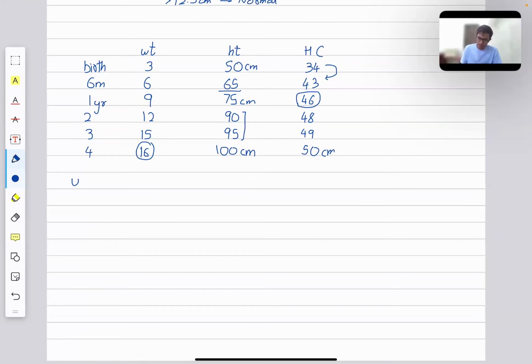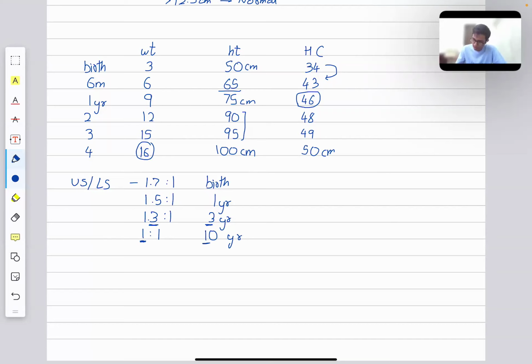Another very favorite question is the US to LS ratio. The upper segment to lower segment ratio is 1.7 to 1 at birth, 1.5 to 1 at 1 year, 1.3 to 1 at 3 years, and 1 to 1 at 10 years.